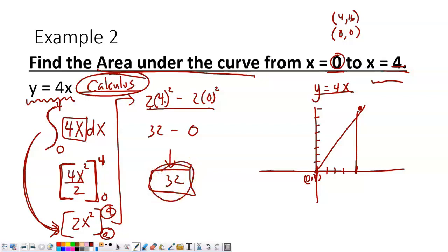So check this out. What's the base of my triangle? 4. What's the height? It is 16. So base times height is how you find the area of a triangle, and you divide it in half, right? Well, 64 divided by 2 is 32. It's the same answer. Okay, so I found it using geometry. So why is the calculus method better? Well, because if I were to put a square on here, it's not a straight line anymore, and you can't do it using geometry. So calculus works for any line. Geometry only works for straight lines.